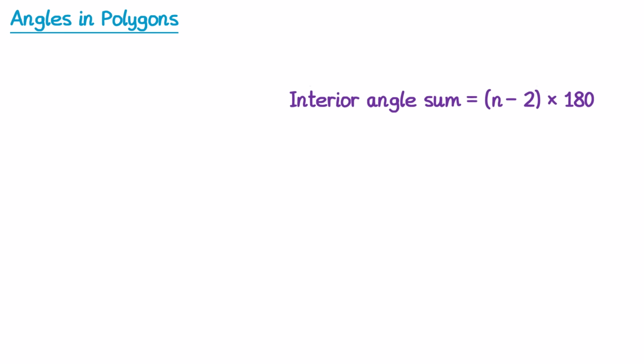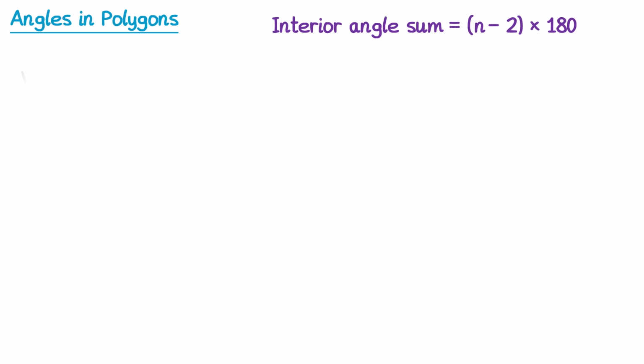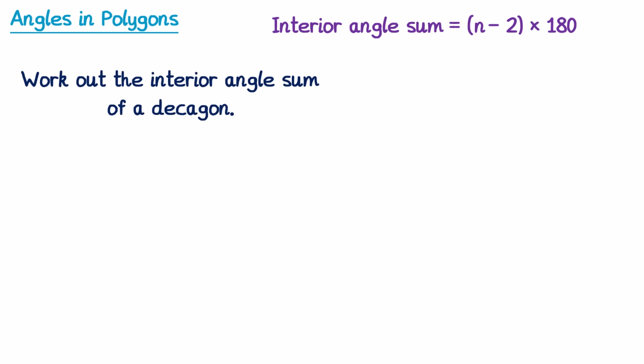Let's have a look at how we can do this in some questions. So for the first question, we're going to work out the interior angle sum of a decagon. Earlier we said a decagon had 10 sides. So using this formula, we want to do 10 subtract 2, so 10 becomes the n, and then multiply this by 180. If you do this with a calculator, you end up with 1440.